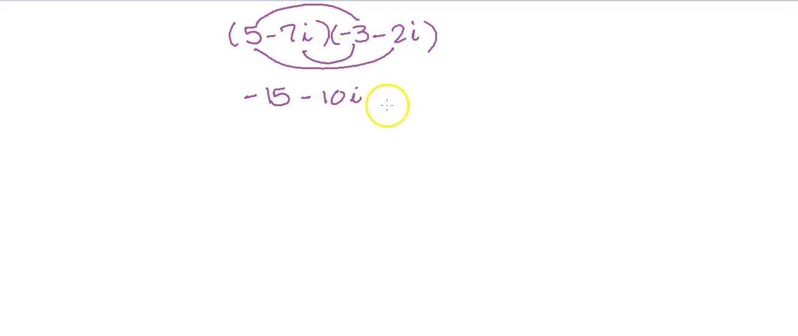So again, just like before, multiply the firsts. 5 times negative 3, that's negative 15. Multiply the outsides. 5 times negative 2i, that's negative 10i. Multiply the insides. Negative 7i times negative 3, that's positive 21i. And multiply the lasts. Negative 7i times negative 2i, that's positive 14i squared.